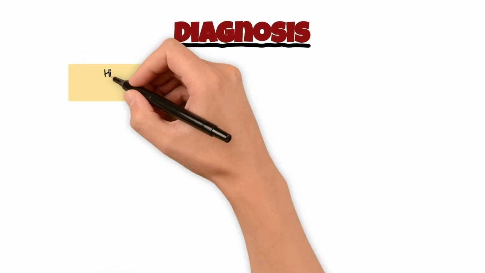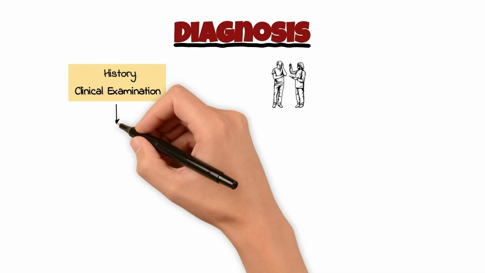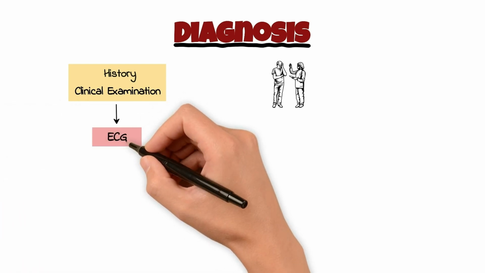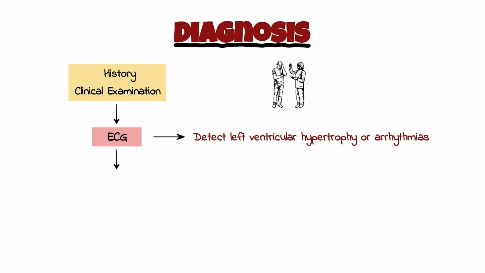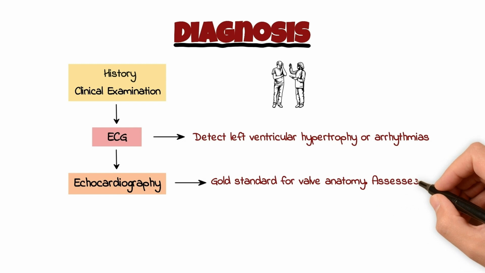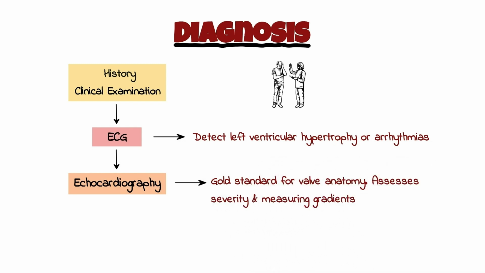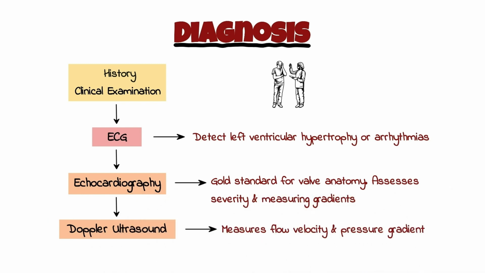Diagnosis. Careful history and physical examination should assess for typical features and murmurs. An ECG may show signs of left ventricular hypertrophy or arrhythmias. An echocardiography is the gold standard for visualizing valve anatomy, assessing severity, and measuring gradients. A Doppler ultrasound assesses the flow velocity and pressure gradient across the aortic valve.